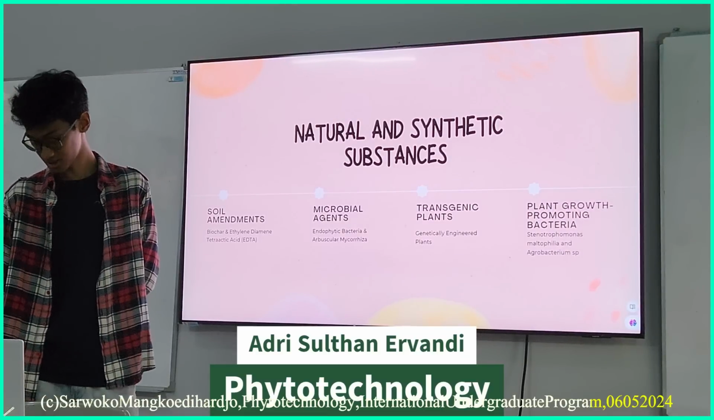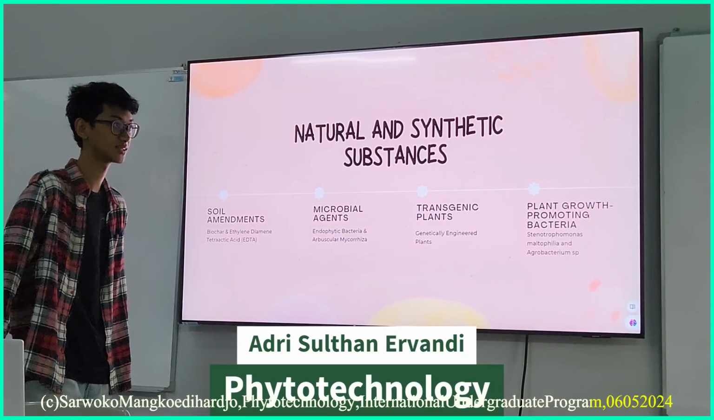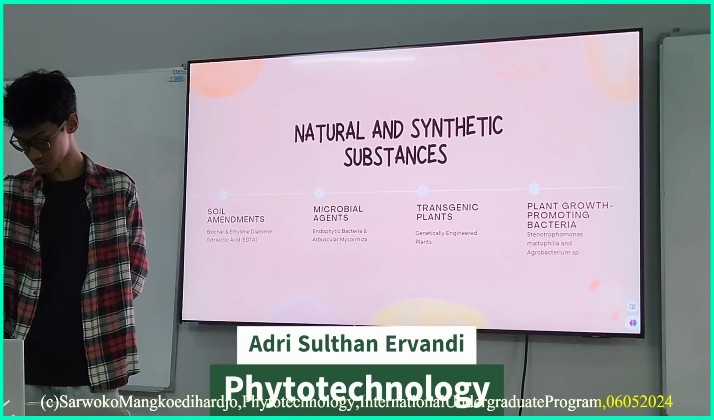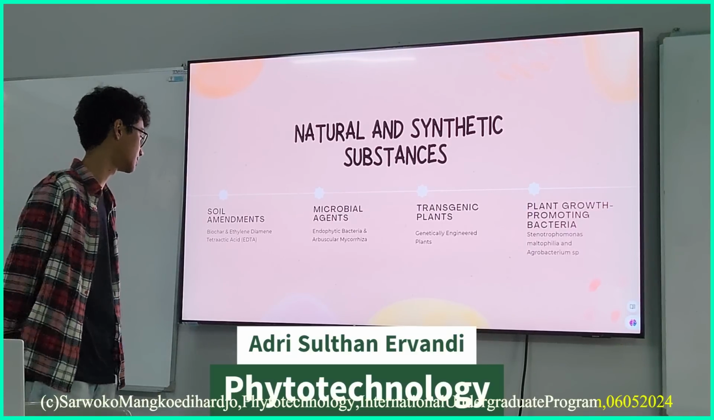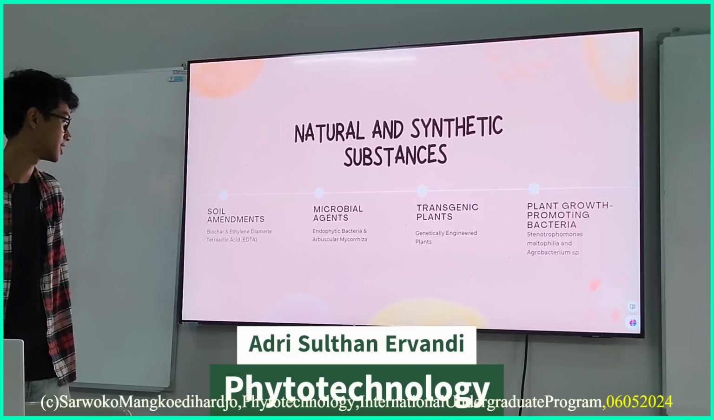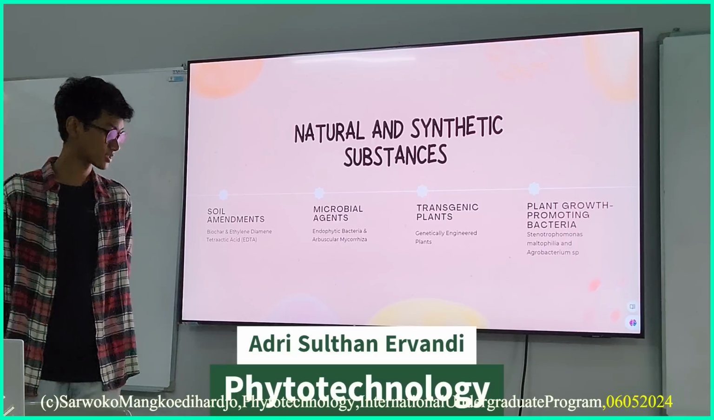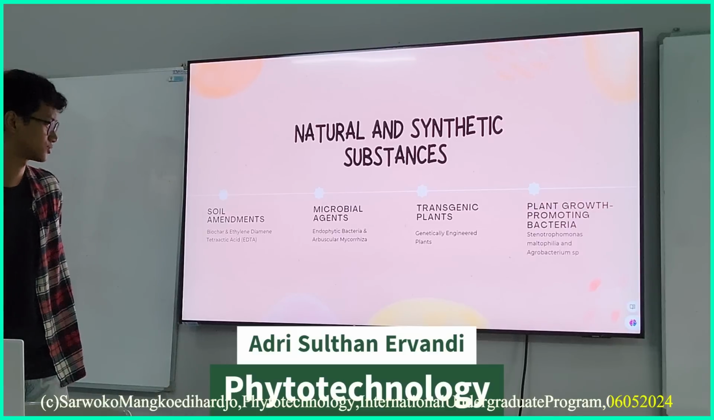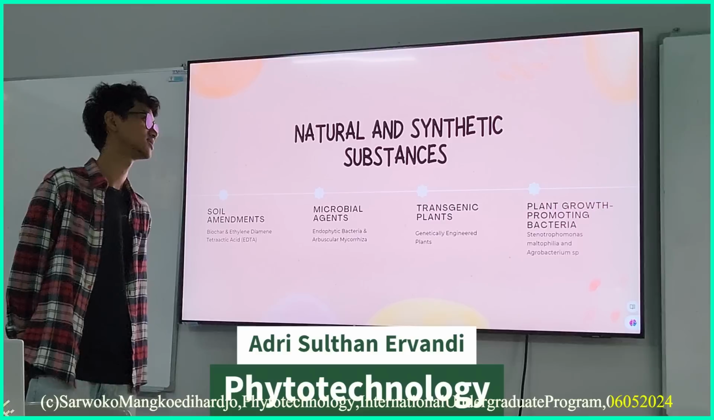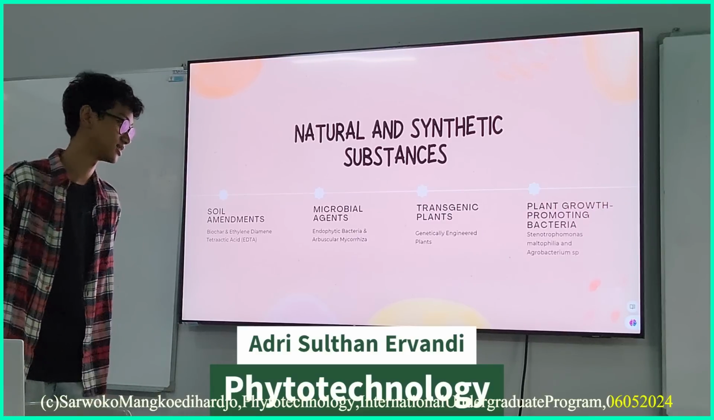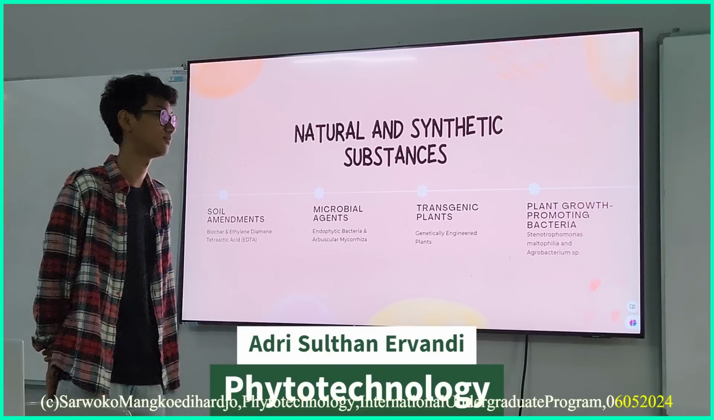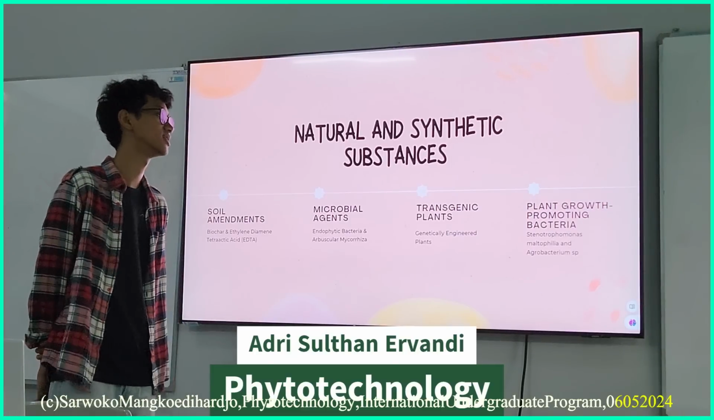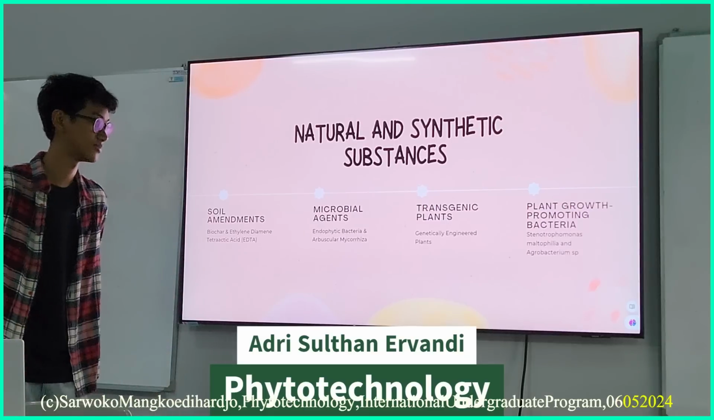And these are natural and synthetic substances that can help with the phytoremediation processes. First off, we have soil amendments, which use biochar and ethylenediaminetetraacetic acid. For microbial agents, it uses endophytic bacteria and arbuscular mycorrhizae. And transgenic plants, which are genetically engineered plants, and plant growth promoting bacteria, which are Stenotrophomonas maltophilia and Agrobacterium.